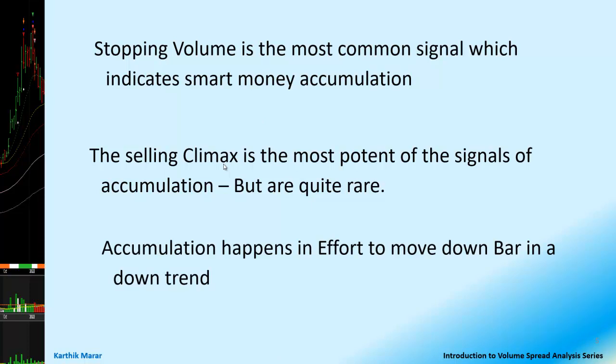Even accumulation happens in an effort to move down bars in a downtrend. Earlier we saw that effort to move down bars are signs of weakness in an uptrend. But in a downtrend, some accumulation happens during the effort to move down bar as well.